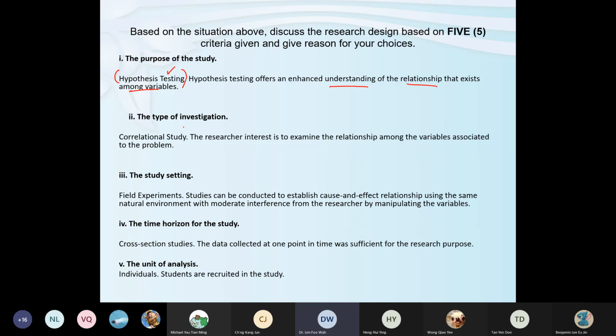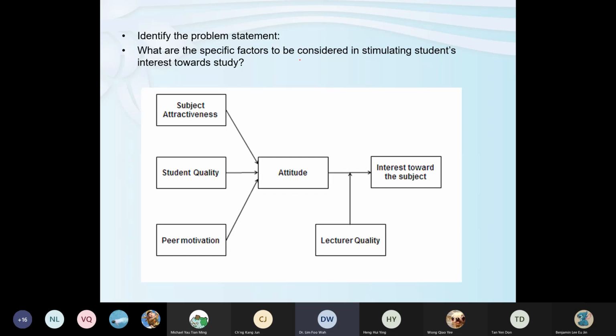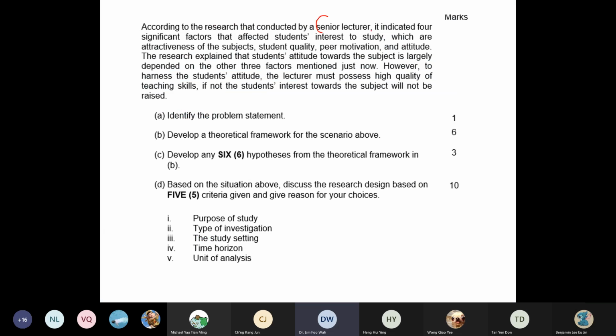But what kind of investigation are you going to use? Okay, in this scenario, we are going to investigate the correlational study. Okay, then you will write, the researcher, or the senior lecturer, this senior lecturer will be the researcher.